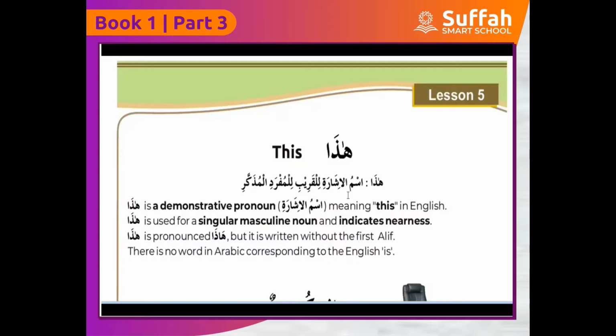Bismillahirrahmanirrahim. So we will start from here today. Hada is written this way as given on your screen. It is actually Hada, but it is written like this. I'll show you more about it.